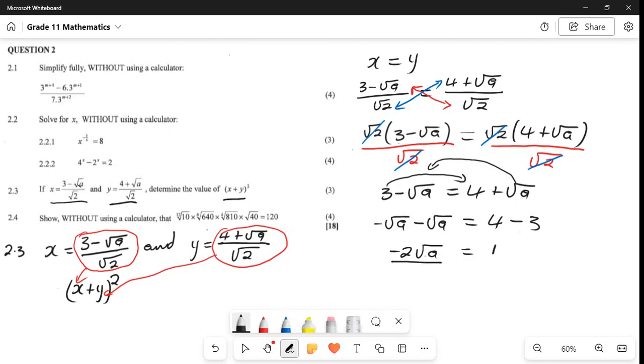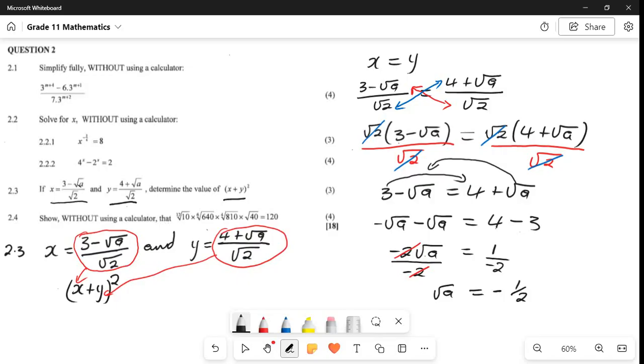Let me show it to you. I don't want to skip anything yet. We divide both sides by minus 2, and this one cancels this one. And then on the left hand side, we are left with square root of a, and on the right hand side, we are left with minus half.